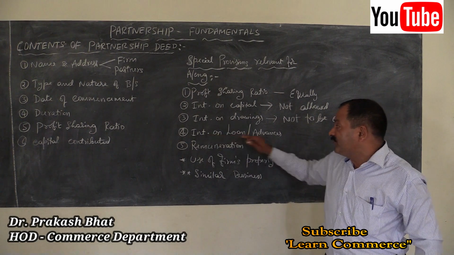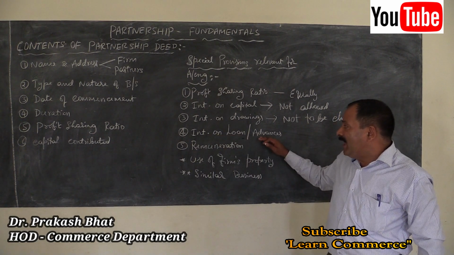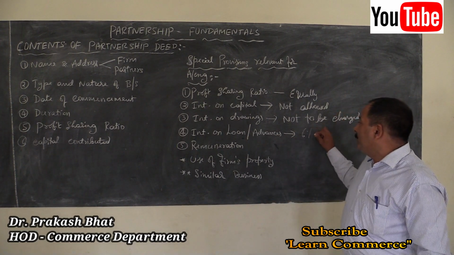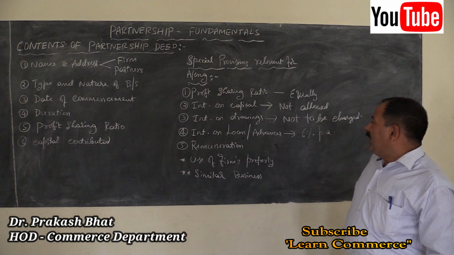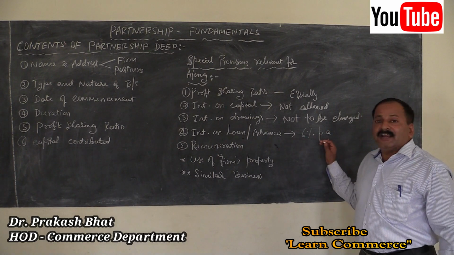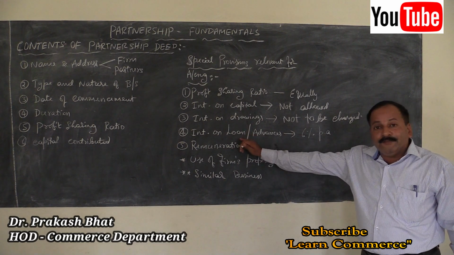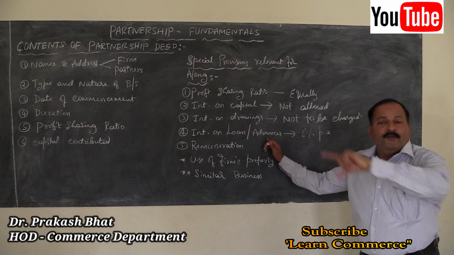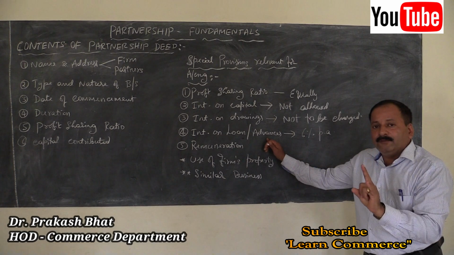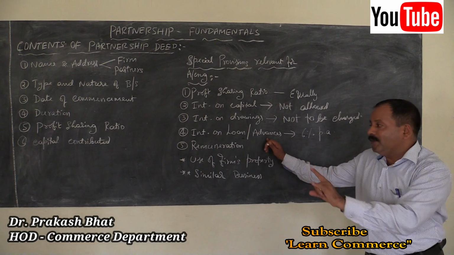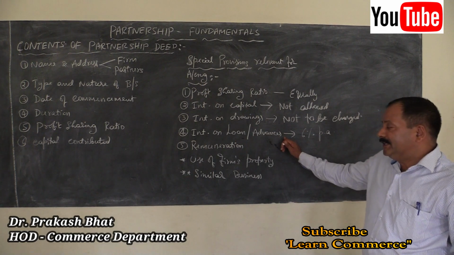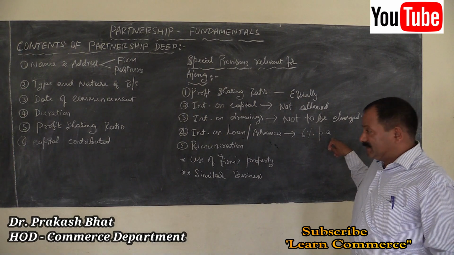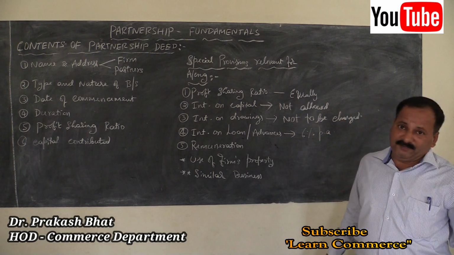So on interest on loan or advances made by the partner, remember the firm must pay 6% interest per annum. At the rate of 6% per annum, interest should be paid by the firm to the partner, because it is the loan taken by the firm from the partner. For that reason, the firm should pay 6% interest on the advance received from the partner. So this is very clear. You should write 6% per annum. Then remuneration.